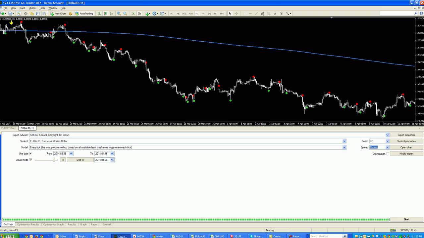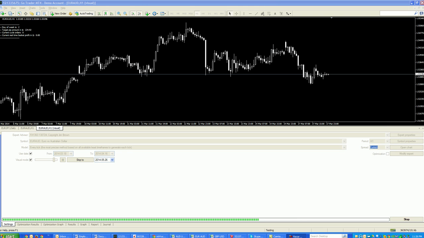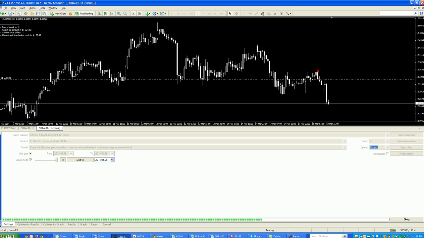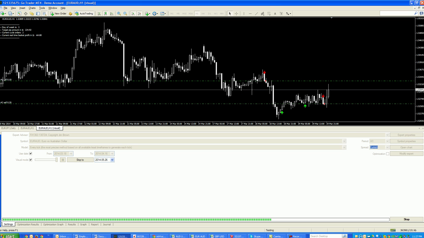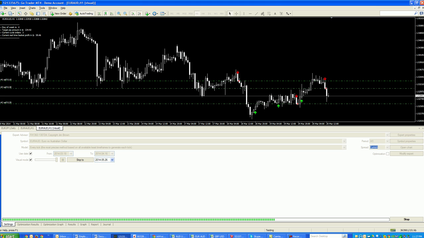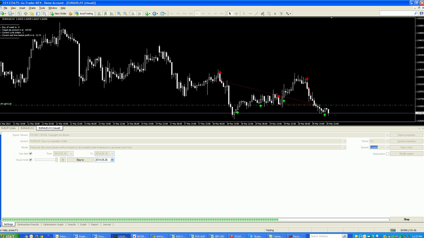I'll just quickly pause the video while I hit the start button. Right, back off pause. I just had to set up the chart with the template, and I'll just show you this in action. I'll try and explain it as it's going. Right, it's taken the first sell trade, that's that red arrow. It's ignored the buy trades, taken another sell trade.